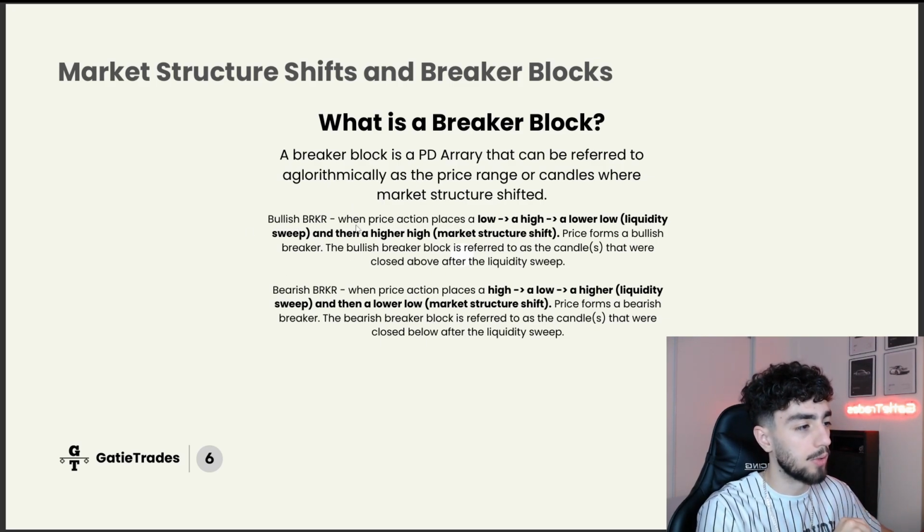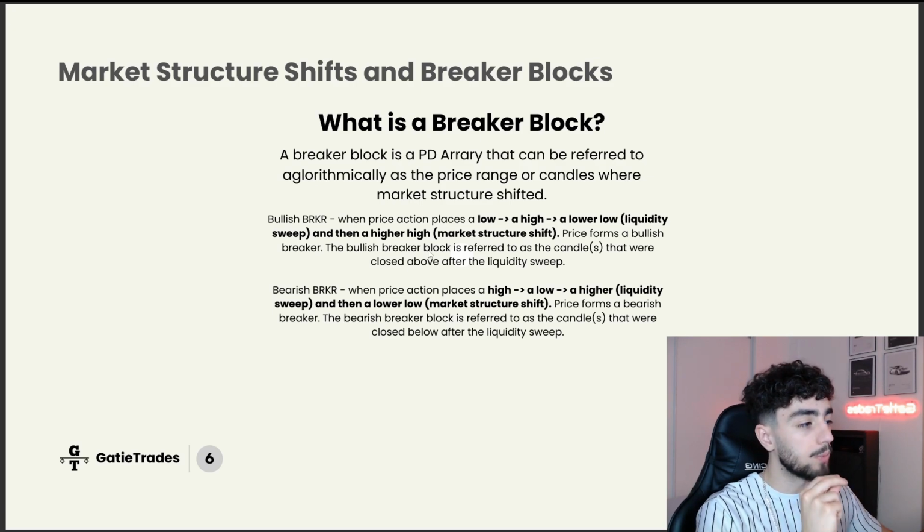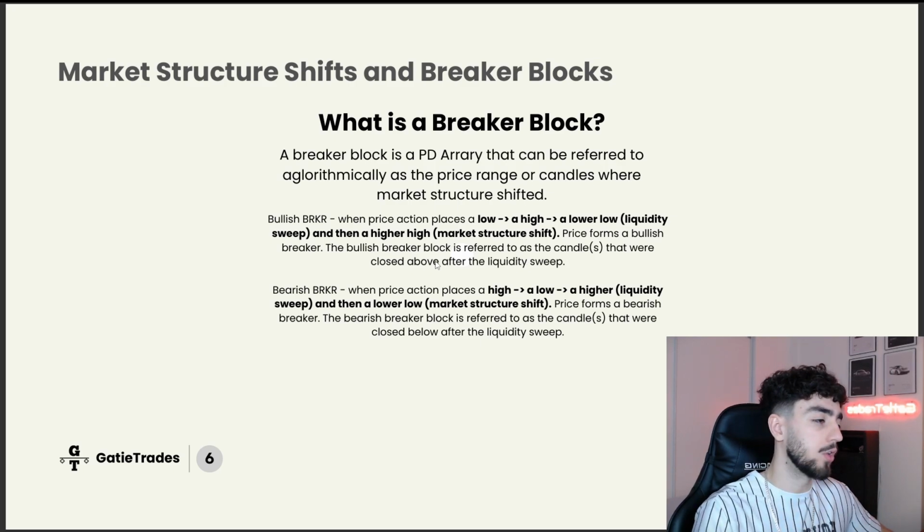So what does a bullish breaker block look like, or how does it form? When price action places a low, so a swing low, a swing high, and then we get a lower low, meaning we swept liquidity because we took out that low, and then we get the market structure shift, which is a higher high, so a closure above that high. So low, high, lower low, higher high, and you don't have to remember this because we're going to go over it in the video. This is when price forms a bullish breaker block. The breaker block is referred to as the candle or candles that were closed above after the liquidity was swept.